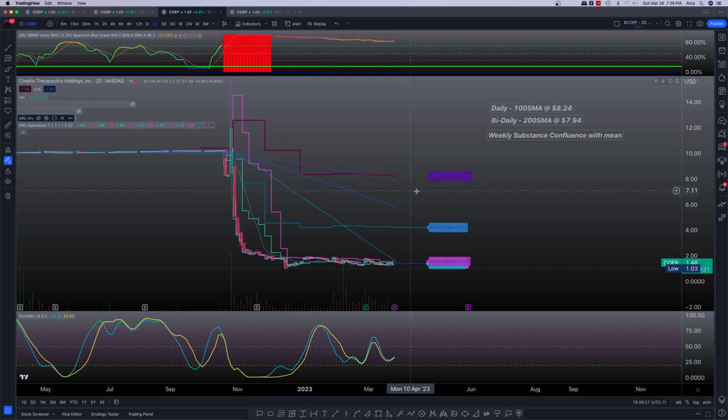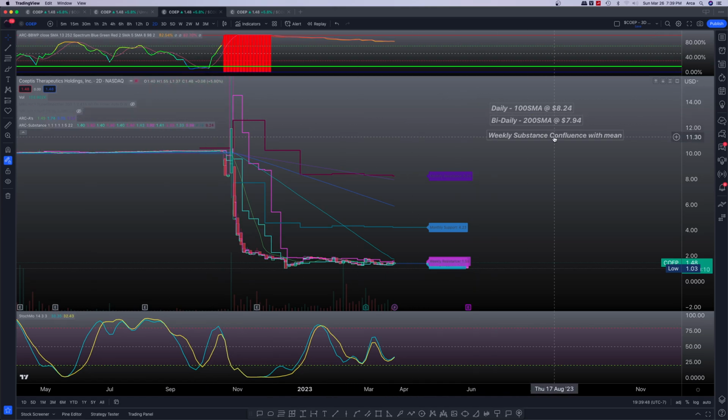Okay, so the 200-day SMA is located right at about $8. Okay, so now the $7 and $8 range is starting to show for some reason. There is the 200-day SMA there on the bi-daily. There is the substance resistance right here, which is the monthly resistance. Okay, already suggesting some weird targets.